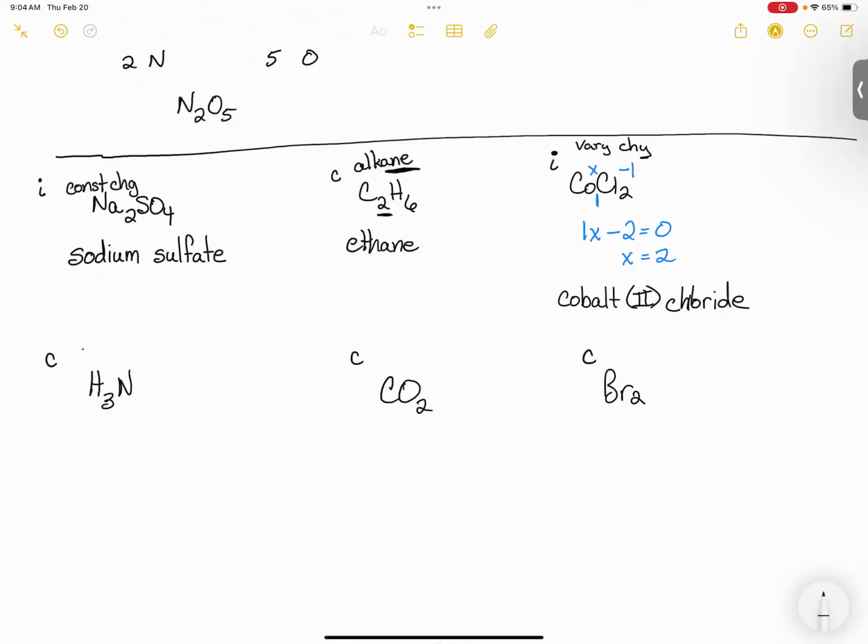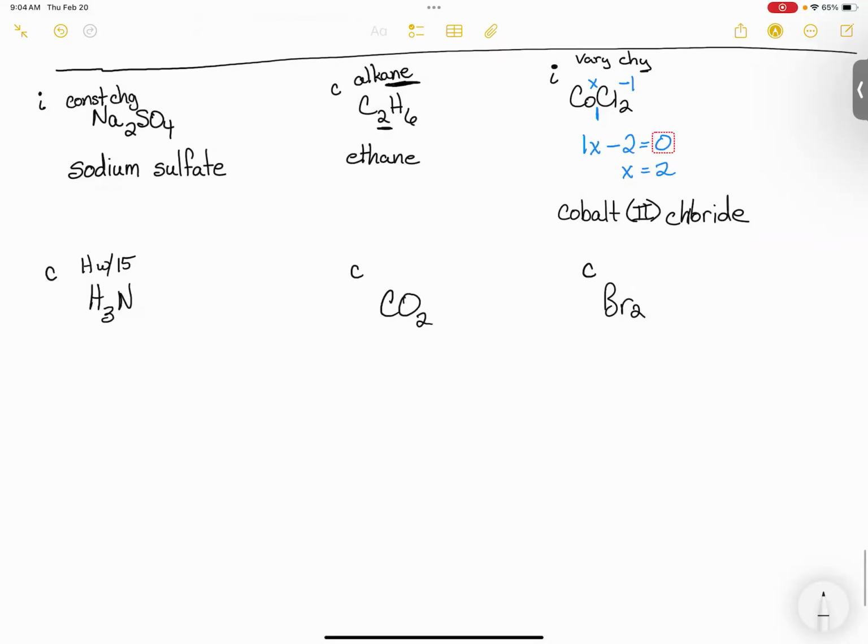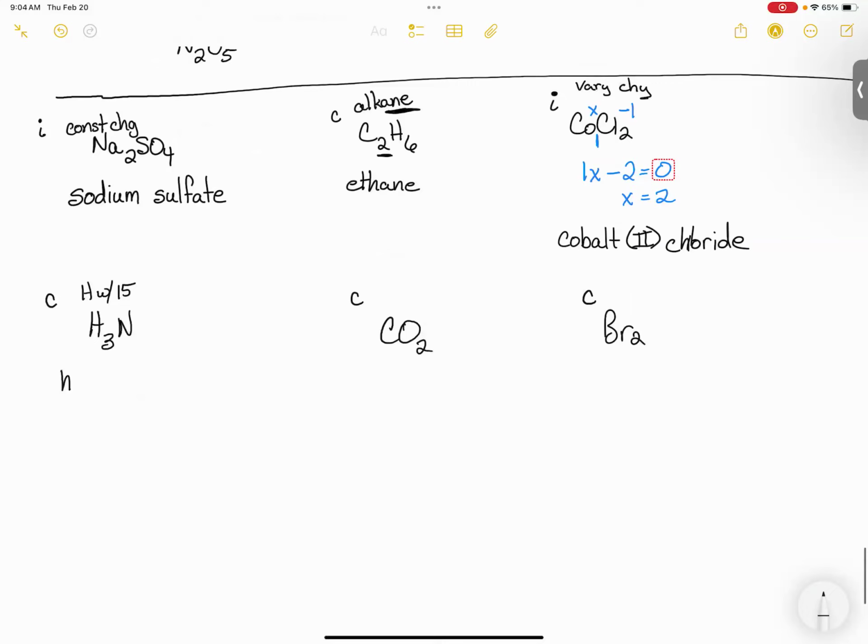This one is hydrogen with group 15. When you have hydrogen with a group 15, 16, or 17, you name the hydrogen, followed by the other element with the ending "ide." So that's hydrogen nitride.